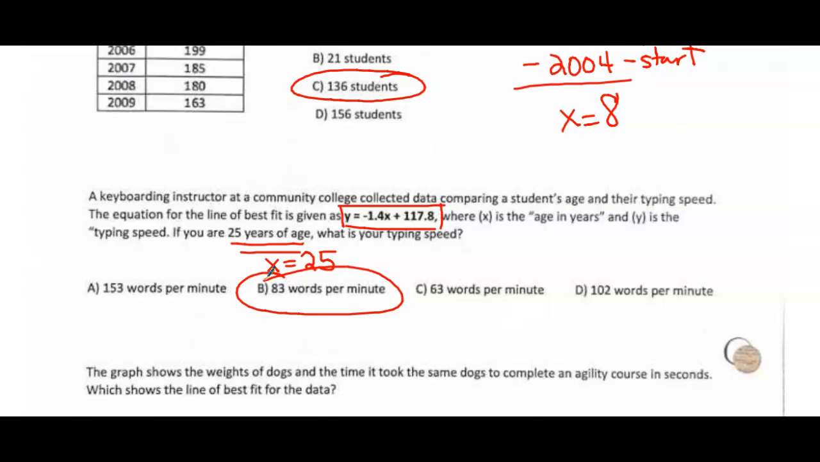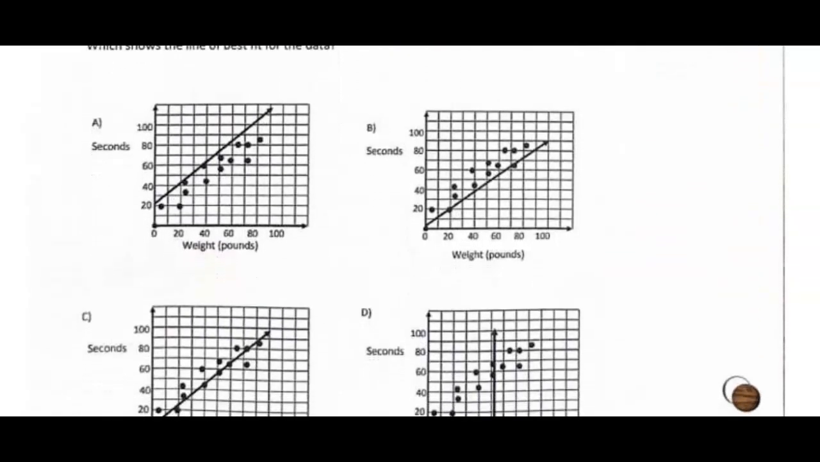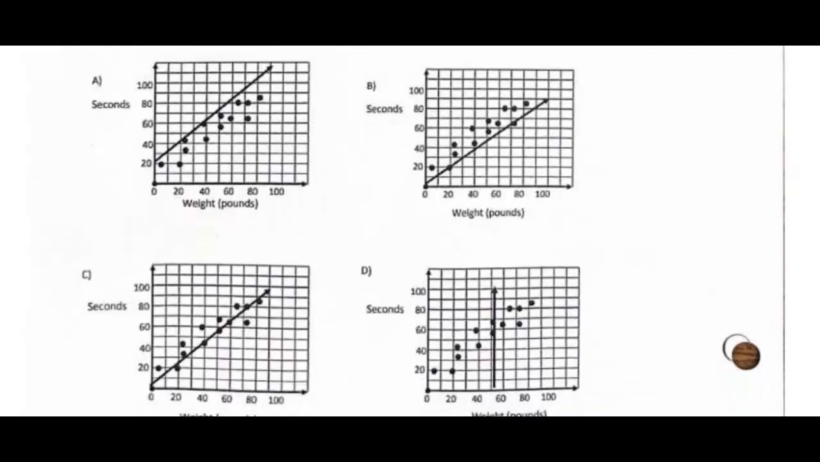And the last question is a visual representation. So this question states, the graph shows the weights of dogs and the time it took the dogs to complete an agility course in seconds. Which shows the line of best fit? All right. So over here to the right, I'm going to put a few things. Lines of best fit should go through the middle of the data. When it goes through the middle of the data, you should have equal points, to the best of your ability, above and below the line.